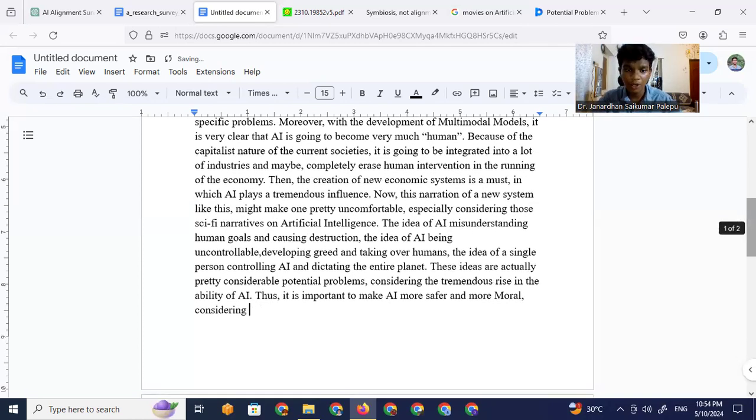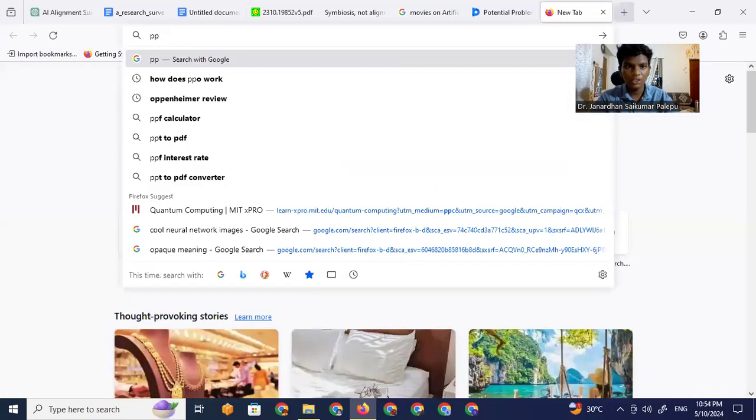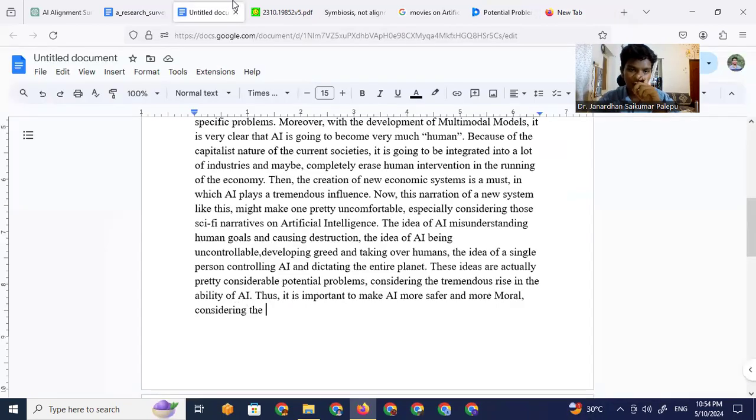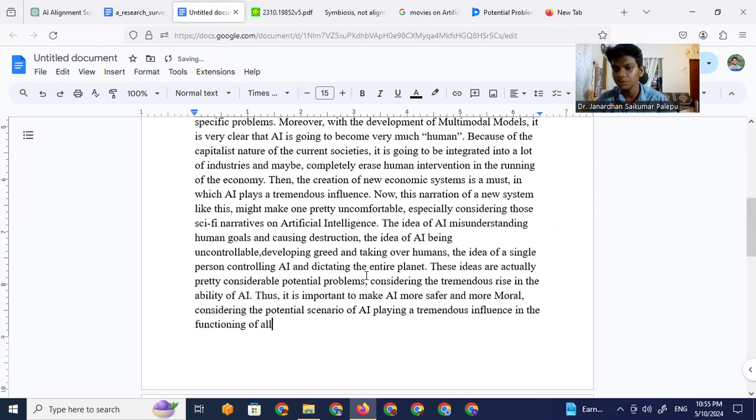Considering the potential of the future scenario, considering the potential scenario of AI playing a tremendous influence in the functioning of all systems. At least, or can we say only economic systems? Will AI replace another system, political, probably not political, or maybe yeah, political.